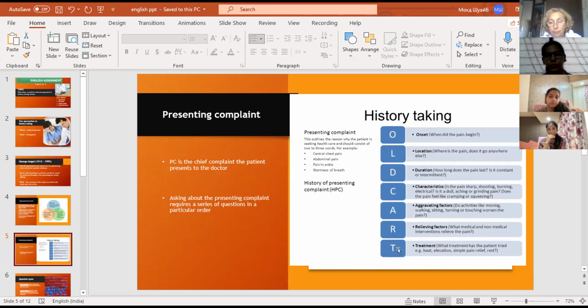And T stands for treatment. This is the final question. Every doctor asks about treatment: what treatment has the patient tried? Are there any home remedies or something else?